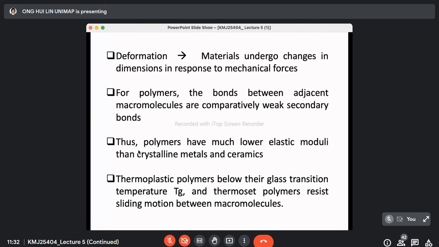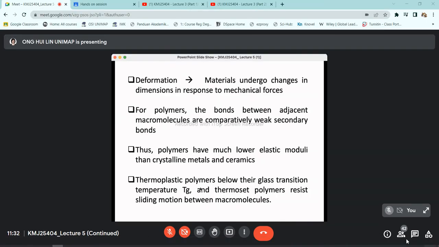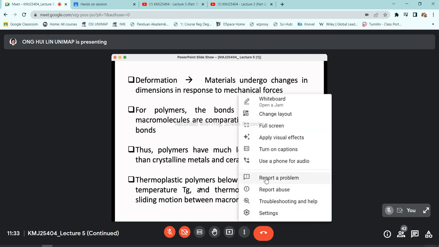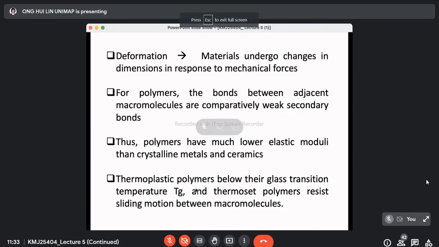Okay, bond between adjacent... so this one, I have to highlight this part. Last night we kept repeating, right? We keep talking about this because these are temperature dependent properties, either creep or stress relaxation. When we place the material at a temperature below the polymer's Tg, what happens, and above the polymer's Tg, what will happen, and if it is near the Tg, what will happen? Do you remember or not?